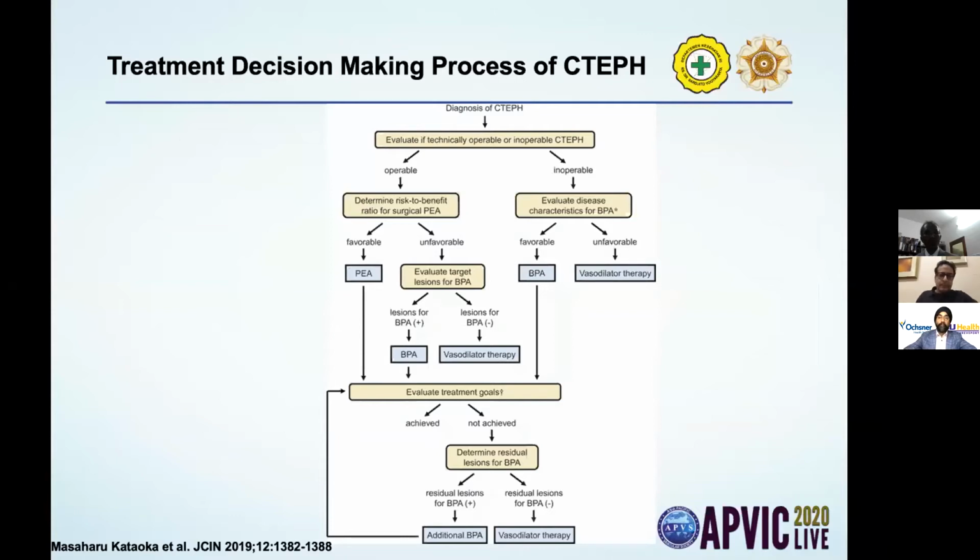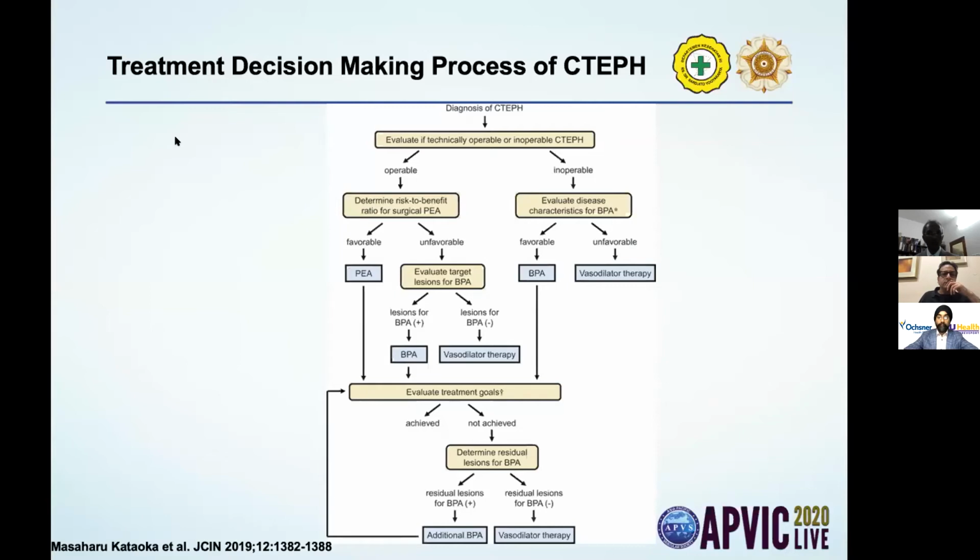When the treatment goals are achieved, then we leave the patients, and we consider that the BPA is successful when they can stop the vasodilator therapy. But when it's not achieved, then we have to determine the residual lesion of BPA, whether we have to perform additional BPA or we just leave it for vasodilator therapy.